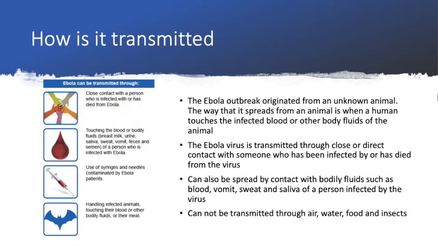How it is transmitted. The Ebola outbreak originated from an unknown animal. The way that it spreads from an animal is when a human touches the infected blood or other body fluids of the animal. The Ebola virus is transmitted through close or direct contact with someone who has been infected by or has died from the virus.